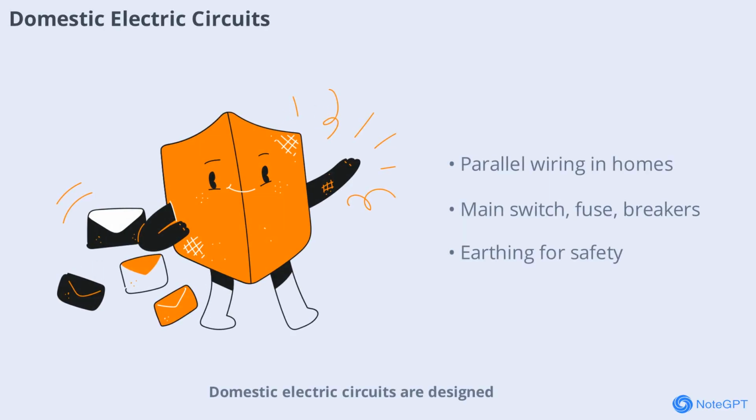Domestic electric circuits are designed to safely distribute electricity throughout homes. They include main switches, fuses, circuit breakers, and wiring arranged in parallel. This setup ensures that if one appliance fails, others keep working. Proper earthing and safety devices protect against shocks and fires. Understanding domestic circuits is vital for using electricity safely at home.